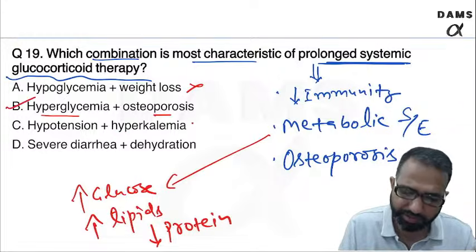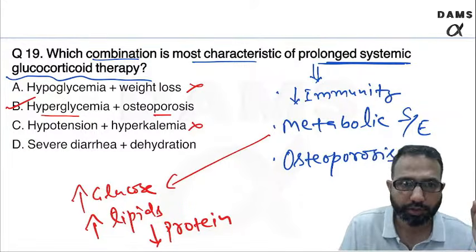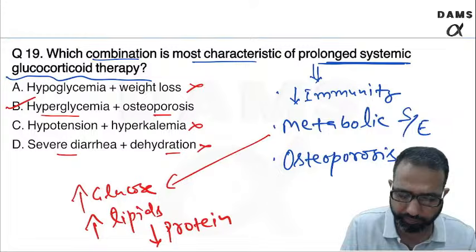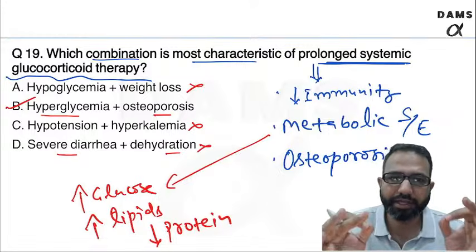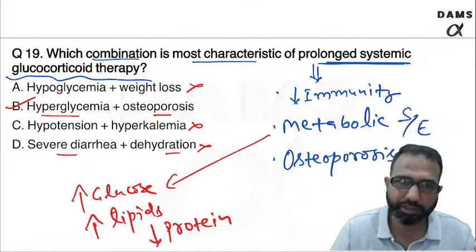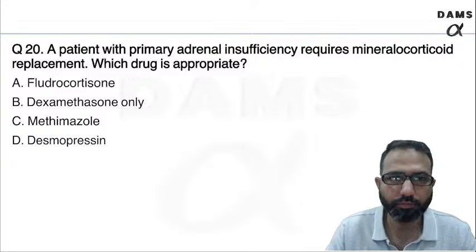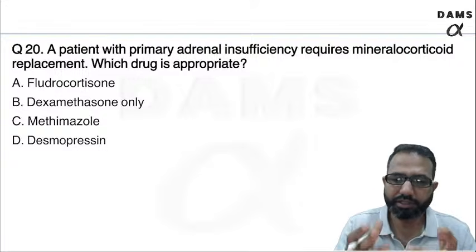Hypotension and hyperkalemia are not due to steroid. Even it can cause hypertension. Severe diarrhea and dehydration, obviously not. So it is the hyperglycemia and osteoporosis. But remember, mainly they depress the immunity. Okay, let's see the next question.